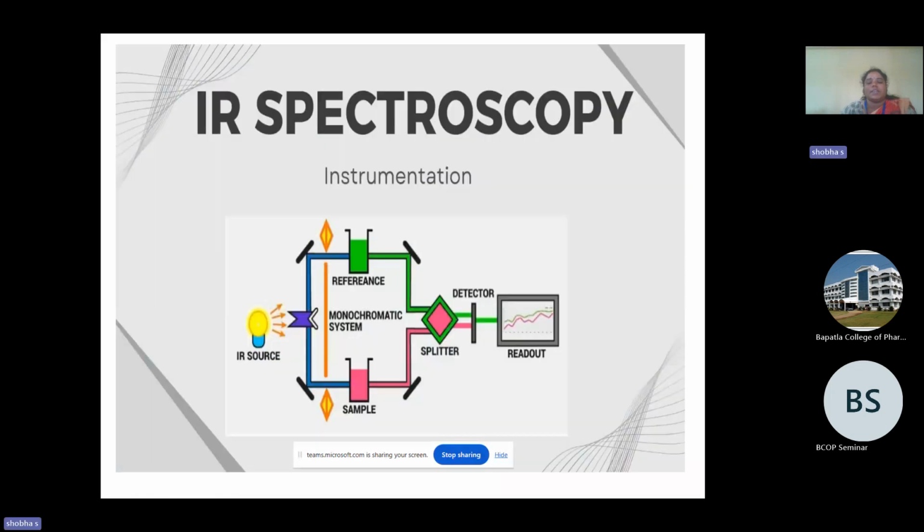So this is the instrumentation, how IR is connected: the source of IR radiation, and how the monochromators help convert the polychromatic light into monochromatic light that will fall on the detectors. Most preferably in IR, we use thermocouple detectors that help us know the wave number, that means the distance between waves is converted into frequency.